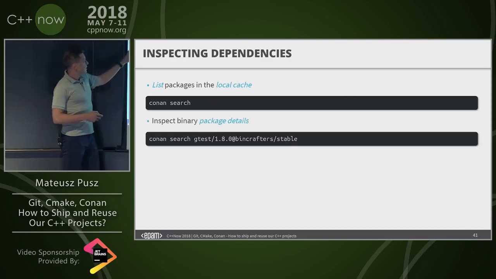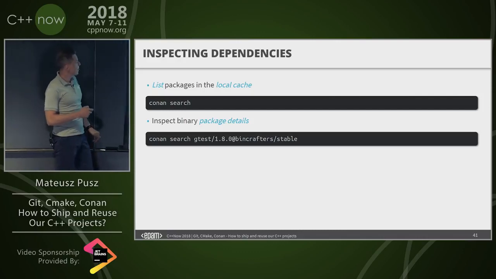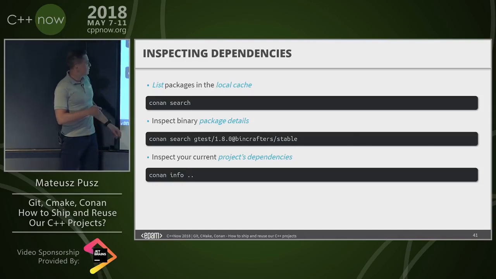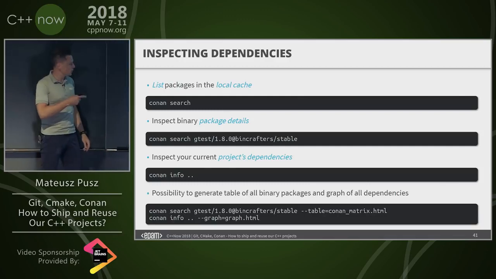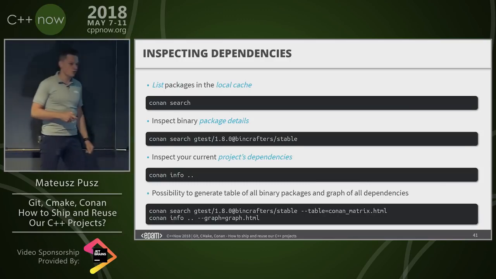You can inspect the details of this. I will show you on the next screens how it looks. And yeah, you can inspect also dependencies of current project. I will also show you how it looks. And you can also generate graphs with CMake of dependencies or of configurations you support.